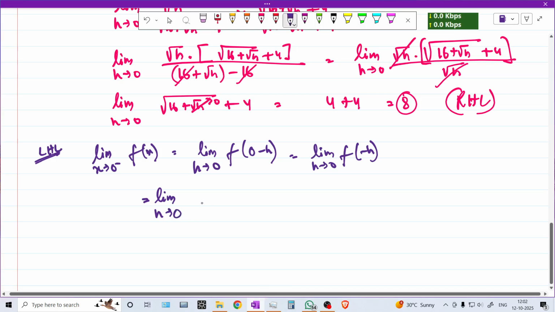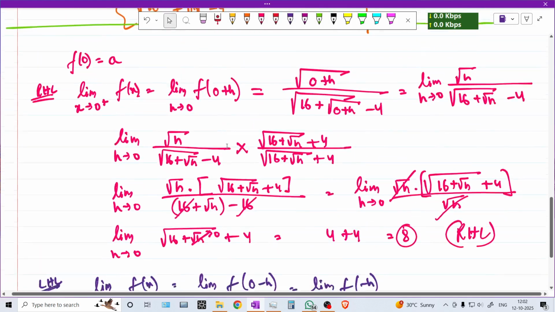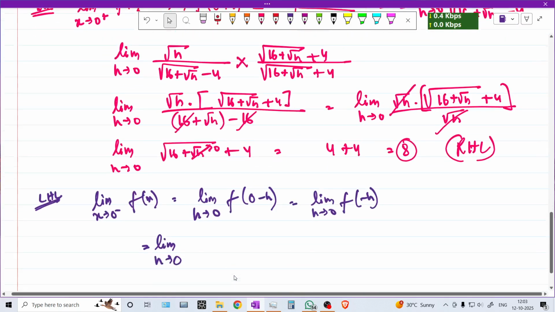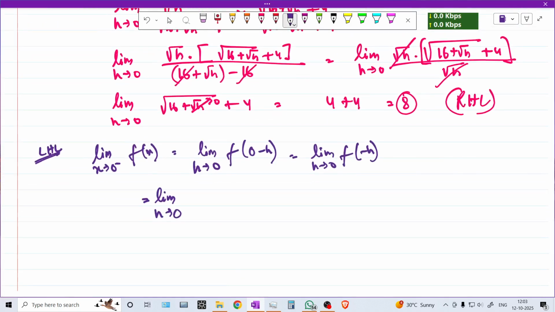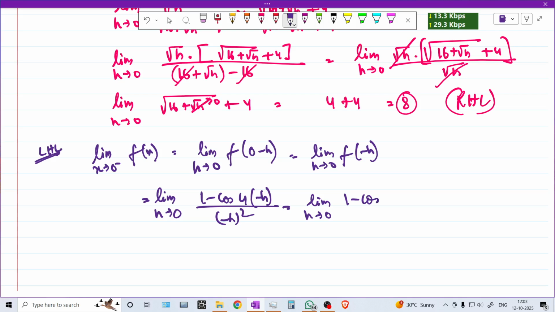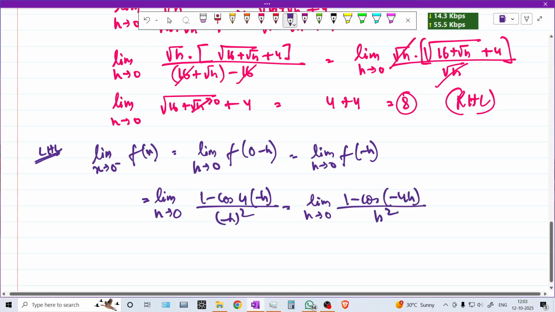Whatever the function was given, in place of x we will replace with minus h. Now what is that function when you are going to the left of 0? When you are going to the left of 0, you are going less than 0, then this function is activated: 1 minus cos 4x by x square. In place of x you will substitute the value minus h. So it will be written here 1 minus cos 4 bracket minus h upon minus h whole square, that is equal to limit h tends to 0 1 minus cos bracket minus 4h by h square.